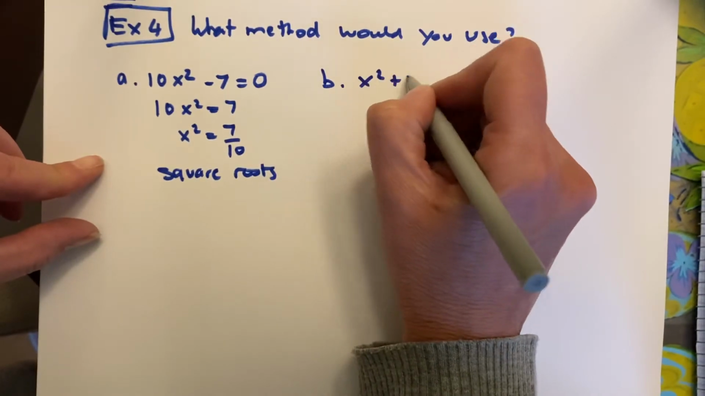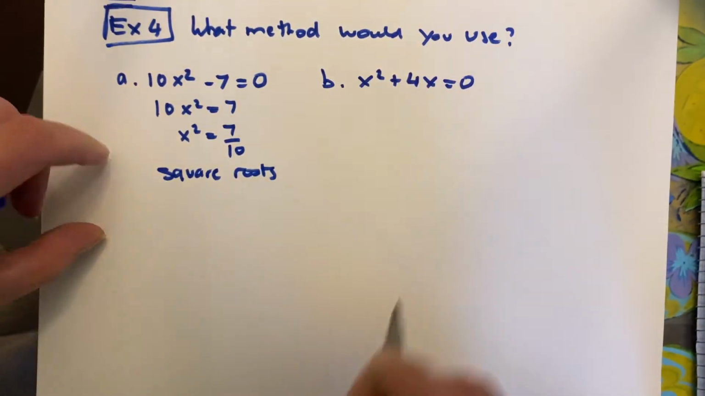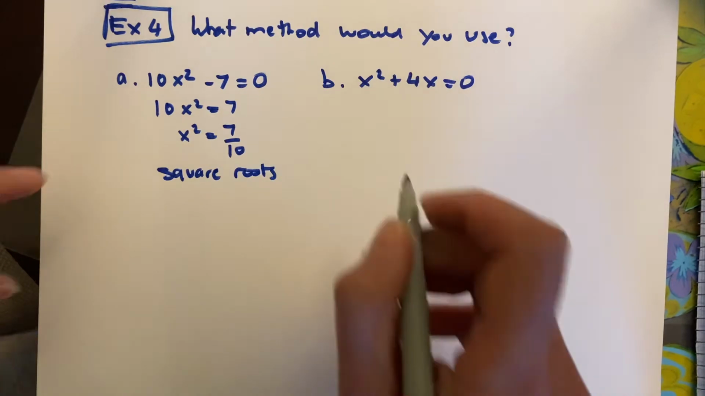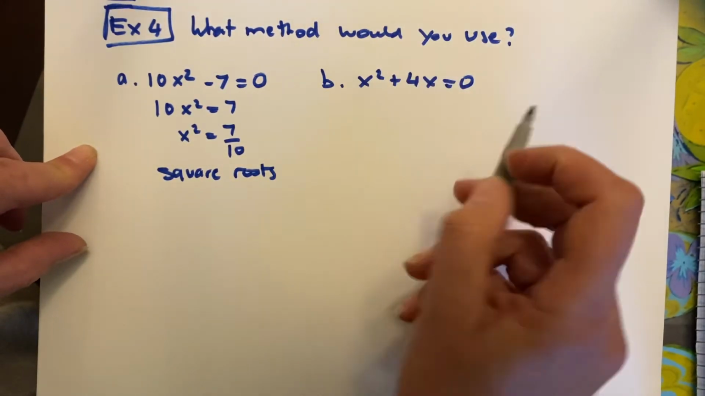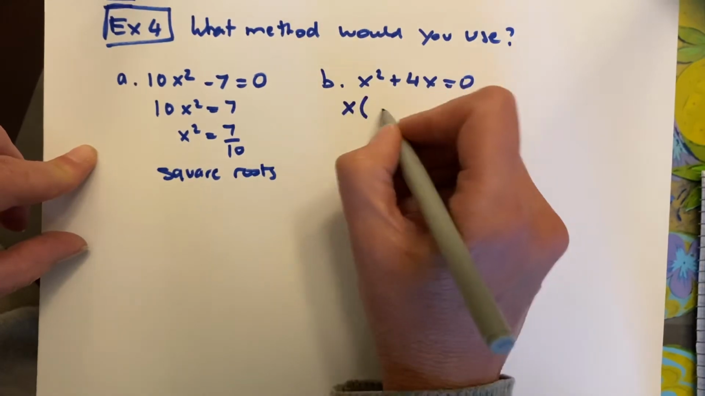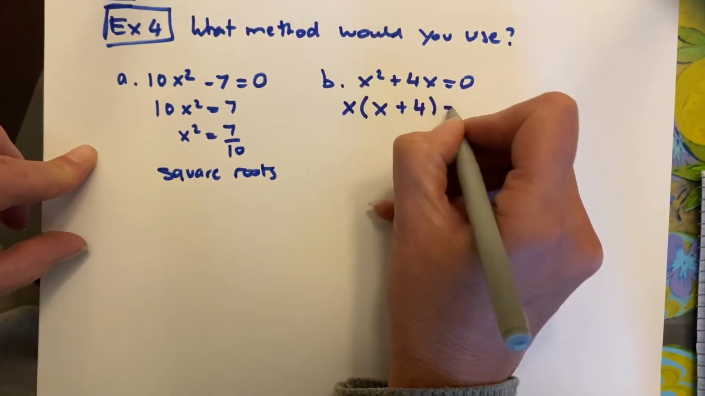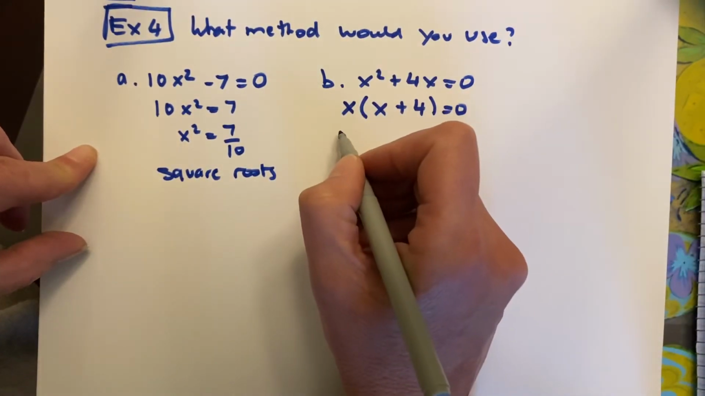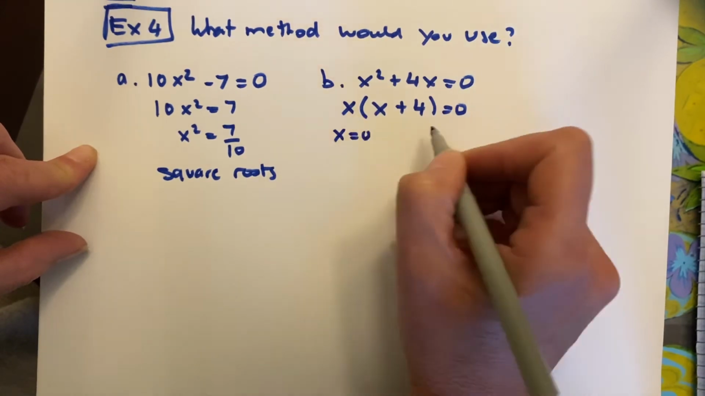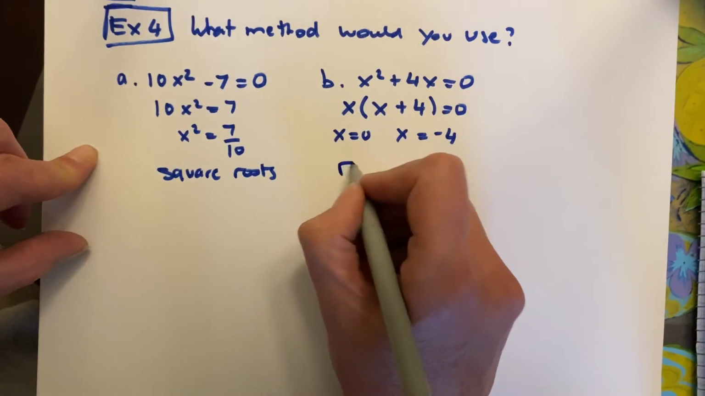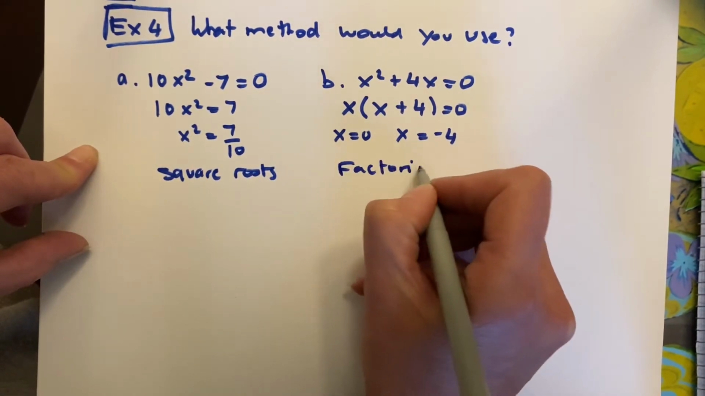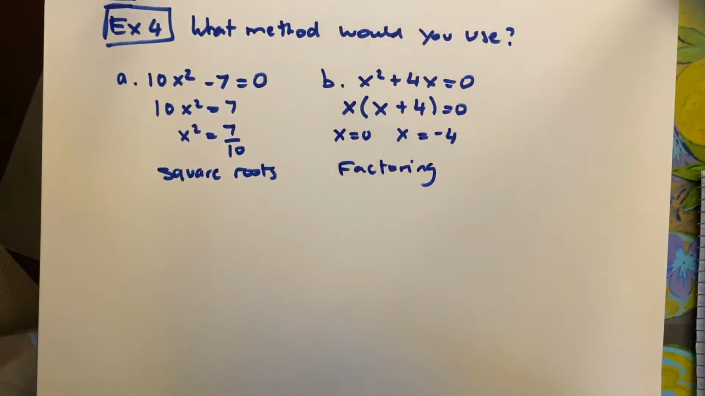x squared plus 4x equals 0. Well, the first thing I notice here is that I can factor my monomial out, right? I can factor out an x and be left with x plus 4. Once I do that, it's an easy x equals 0, x equals -4. I'm done. So factoring, for sure. Why would I do something longer when I can just factor?